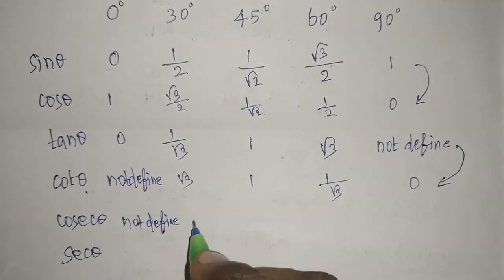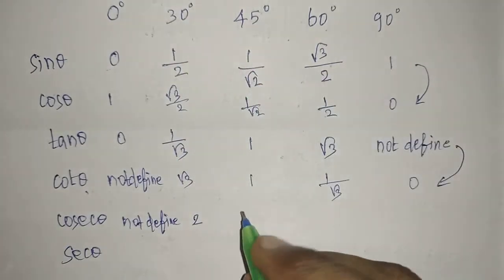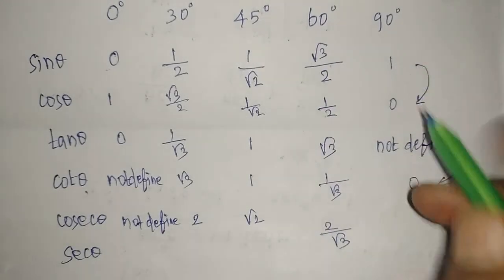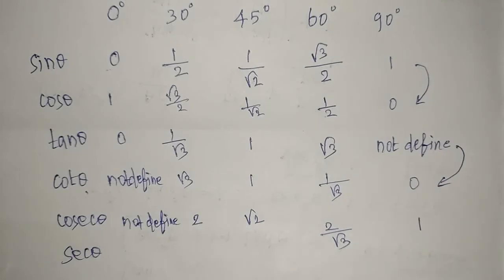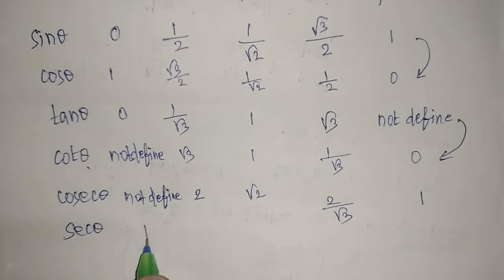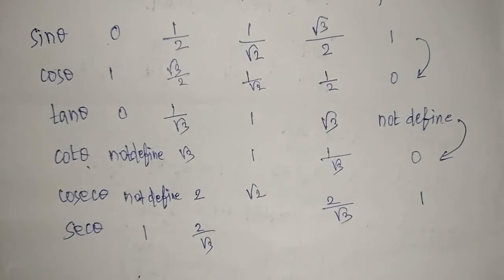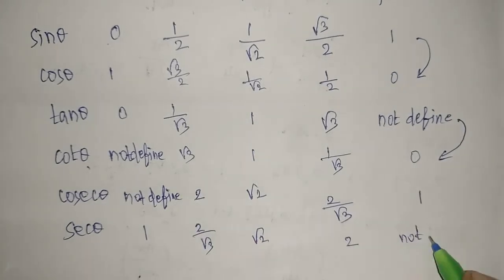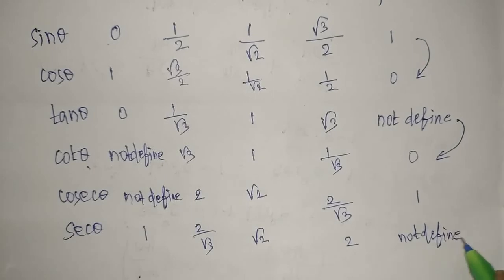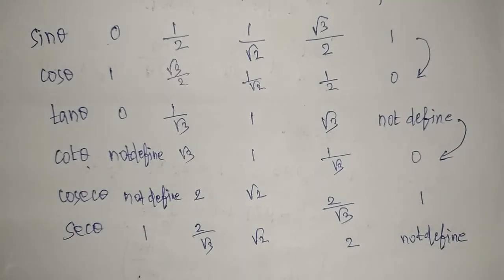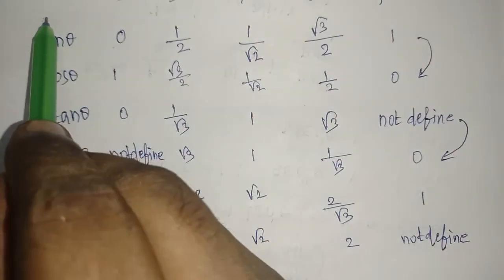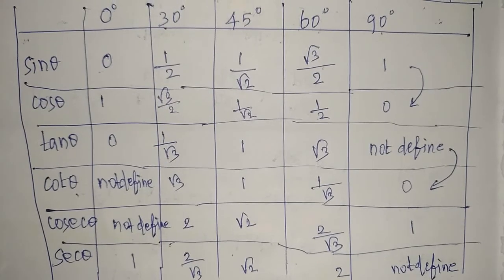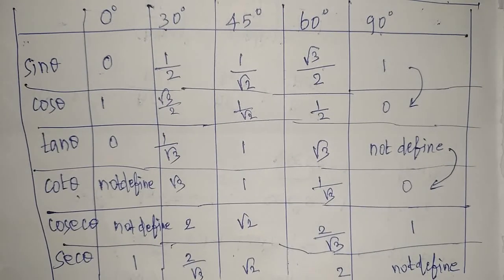Reciprocal of this, 2 by 1 means 2. Reciprocal of this, root 2 by 1 means root 2. Reciprocal of this, 2 by root 3. Reciprocal of this, 1 only. If you write this value in reverse way, that is the secant. Write this now: 1, 2 by root 3, root 2, 2, not defined. That's it. This is our trigonometric table. Okay, so it's very important. Just remember this. Now we have the table, just a little rough work, like I printed this table. This is the thing. Okay, this is very important.